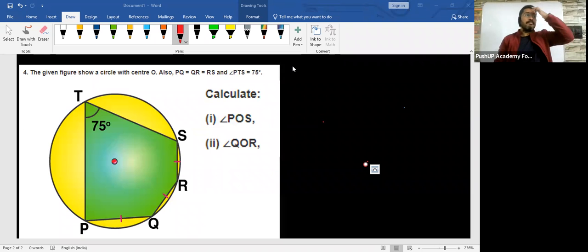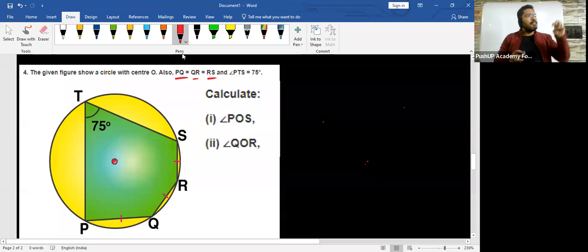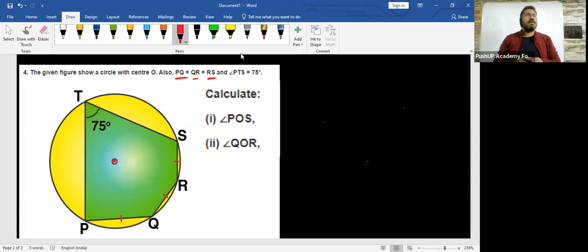Okay, now listen. What they have given here is a circle with center O. Then chord PQ, chord QR, and chord RS. There are three different chords, isn't it? And all the three chords are equal. So whenever they mention that there are two or more equal chords, the property you have to apply is: equal chords subtend equal angle at the center or on the circumference, right?